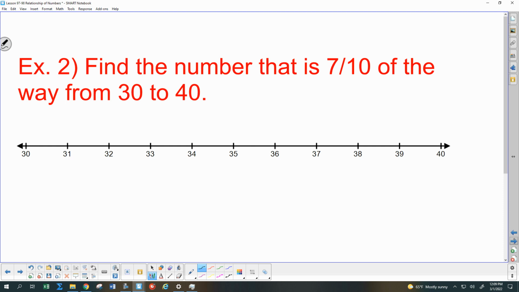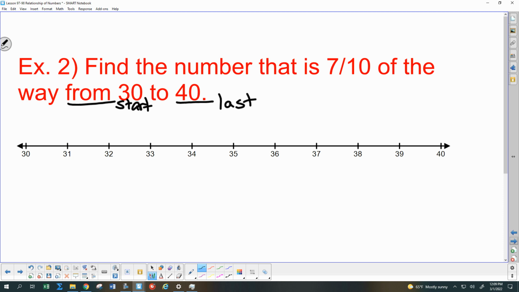Relationship of numbers. Kind of some contrived problems where the book says, find the number that is this part of the way from here to there. And the way they word it's going to be important. They're going to tell you where to start and which way to go. This one says from 30 to 40. So the from is where we're going to start. And 40 is going to be the last one where we're headed.